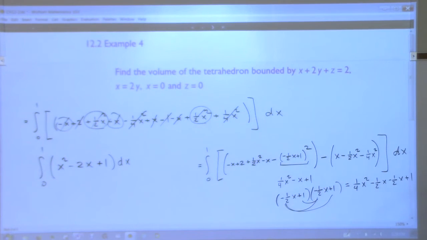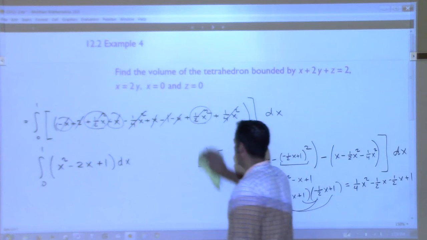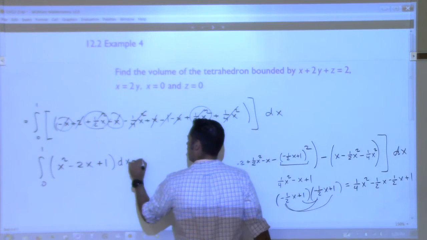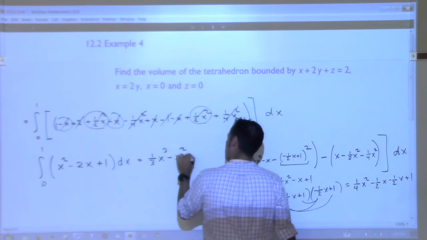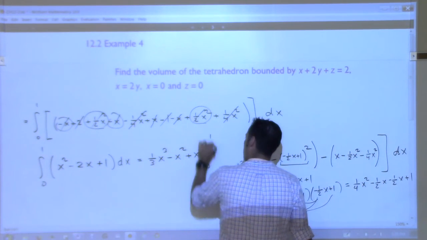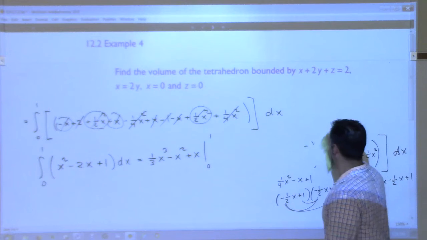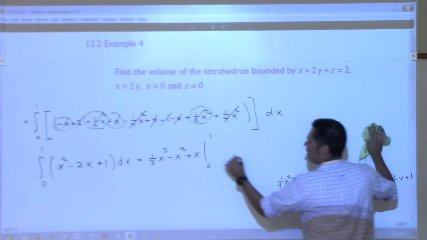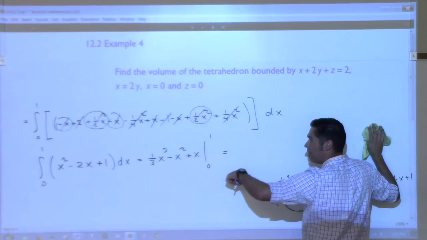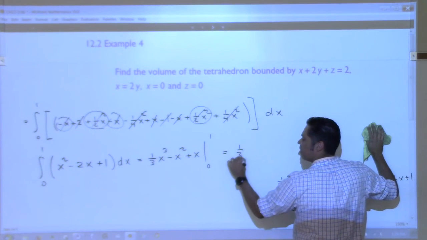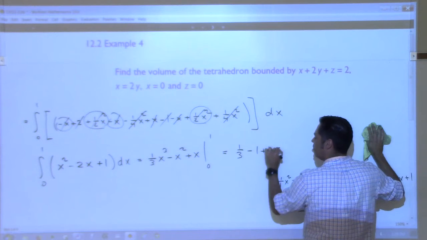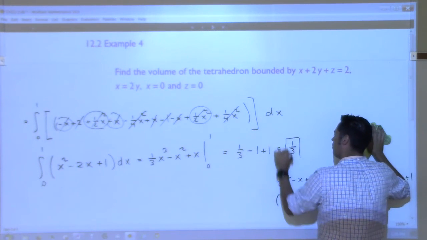And that's just your basic integral from Cal 2. We'll double check it on the computer here. This is 1/3 x cubed minus x squared plus x, evaluating 0 to 1. So when we plug in 1, we get something. When we plug in 0, it all goes away. So we're just going to get 1/3 minus 1 plus 1. Ooh, 1/3?